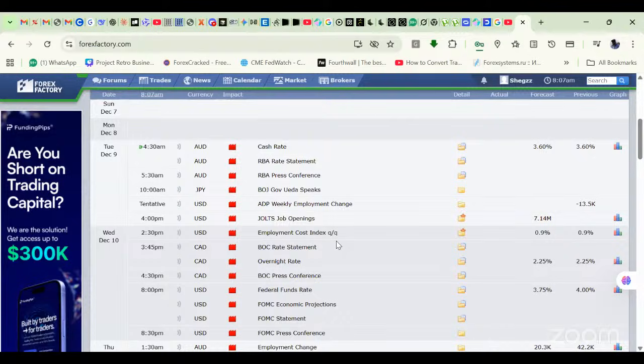And of course, that will be weekly employment change for US dollar. Of course, for 4 o'clock in the evening, there'll be JOLTS job openings. The forecast is slated for 7.14 million. Or is it billion? I think million, right? So, of course, you can just trade that event also. They are all high volatility.